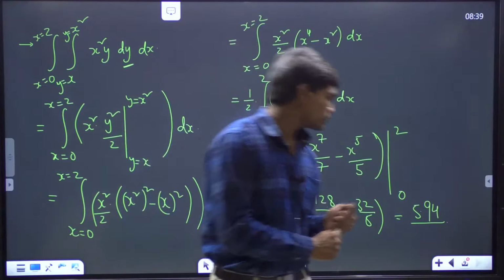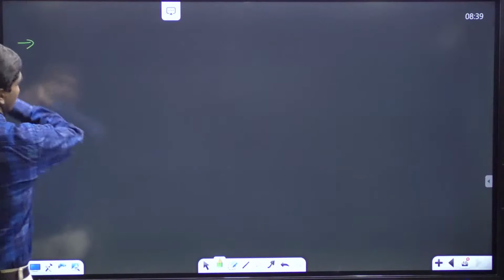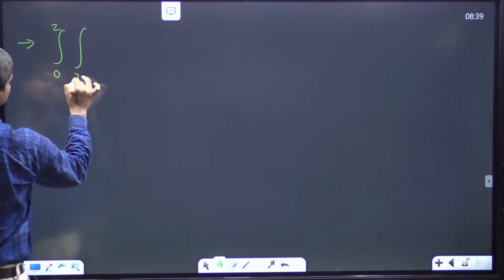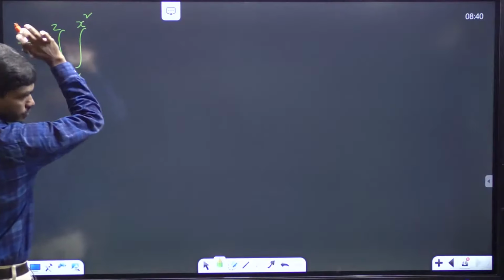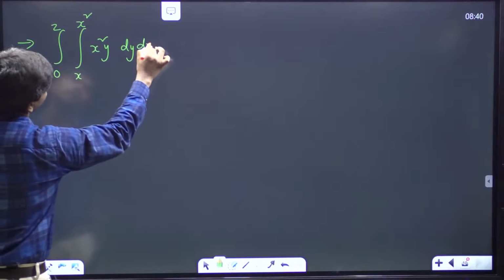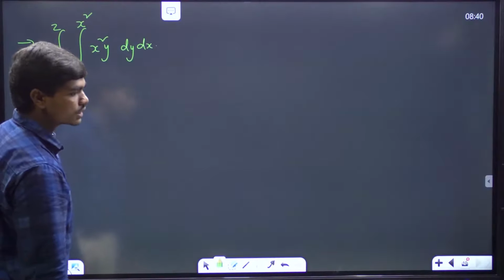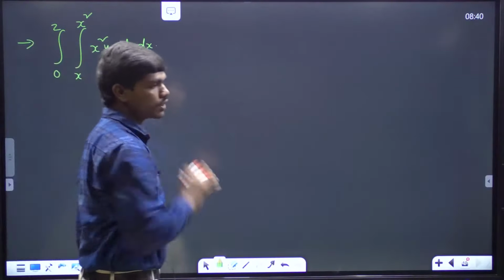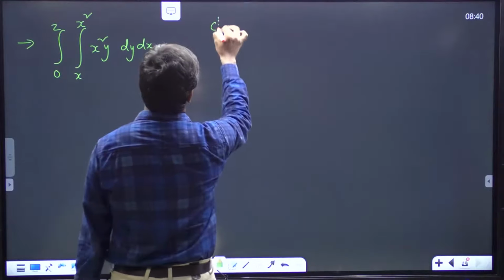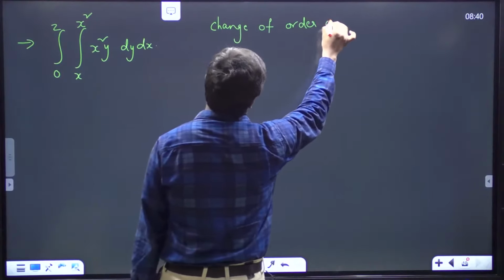Okay. So see here. Now, what is the question that we have? Integral 0 to 2, integral x to x square y dy dx. Can x be in y instead of constant? Yes, we can do that. That's what I want to do now. I told you something. There is some concept called change of order of integration.